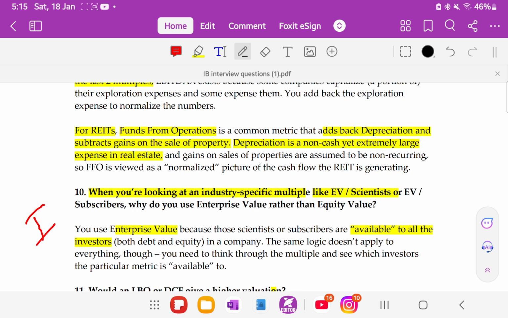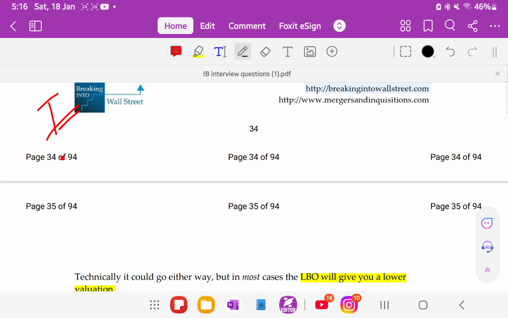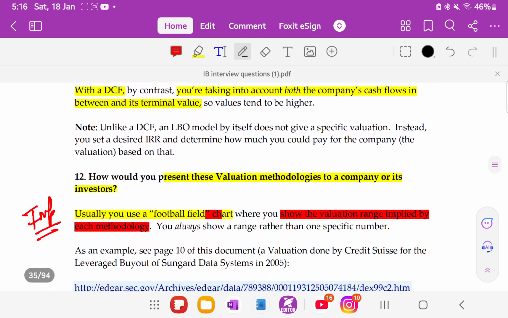When you're looking at industry-specific multiples like EV by scientists or EV by subscribers, why do you use enterprise value rather than equity value? Because the scientists and subscribers are available to all of the investors, both debt and equity holders in a company. The same logic doesn't apply to everything. You need to think through the multiples and see which investors a particular metric is available to.